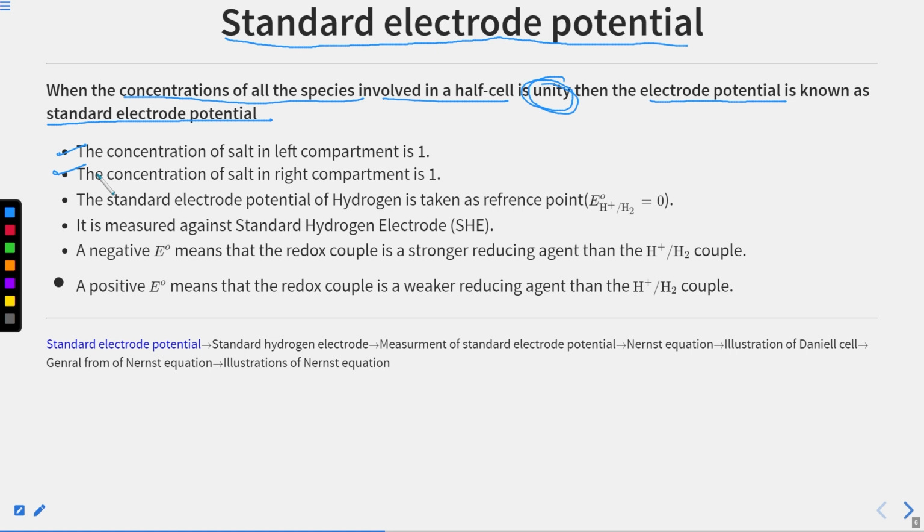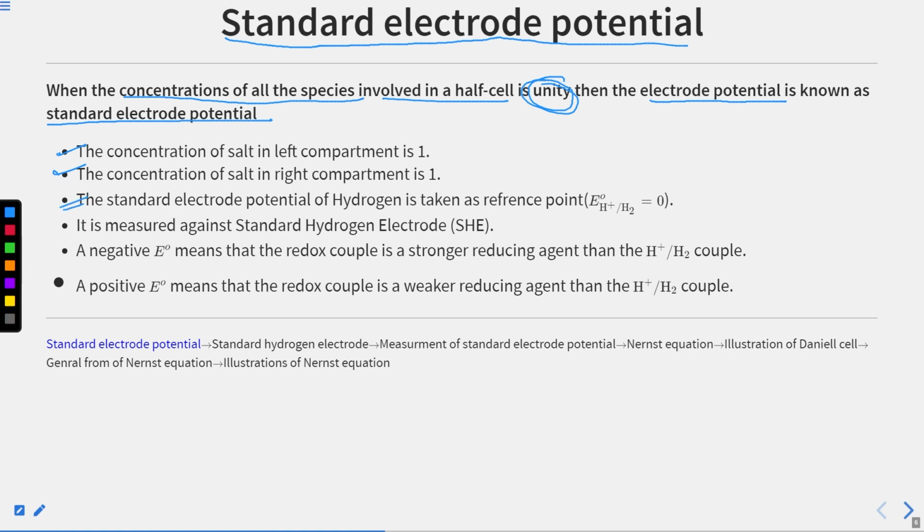But for now, consider that we are taking hydrogen in one compartment, and the metal whose electrode potential is to be considered, we are taking in the other compartment, and then we are calculating the EMF, and whatever the EMF may be is considered as the electrode potential of that given metal. And if the concentration is taken as 1, then it is considered as the standard electrode potential of that given metal.